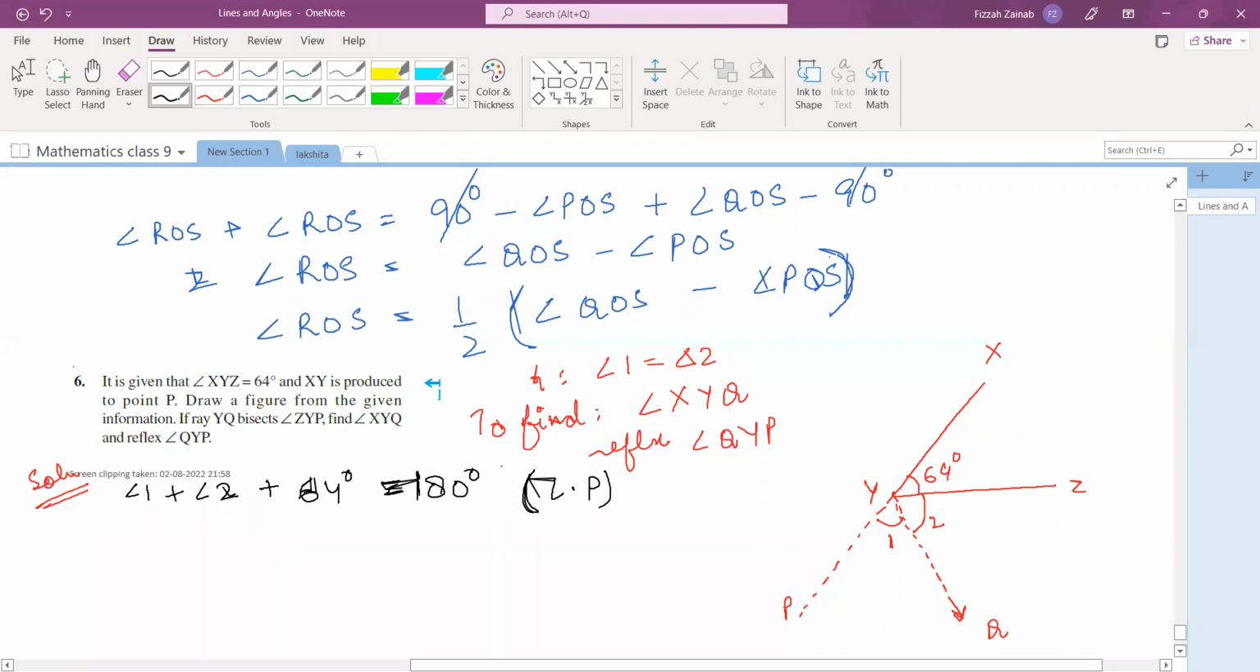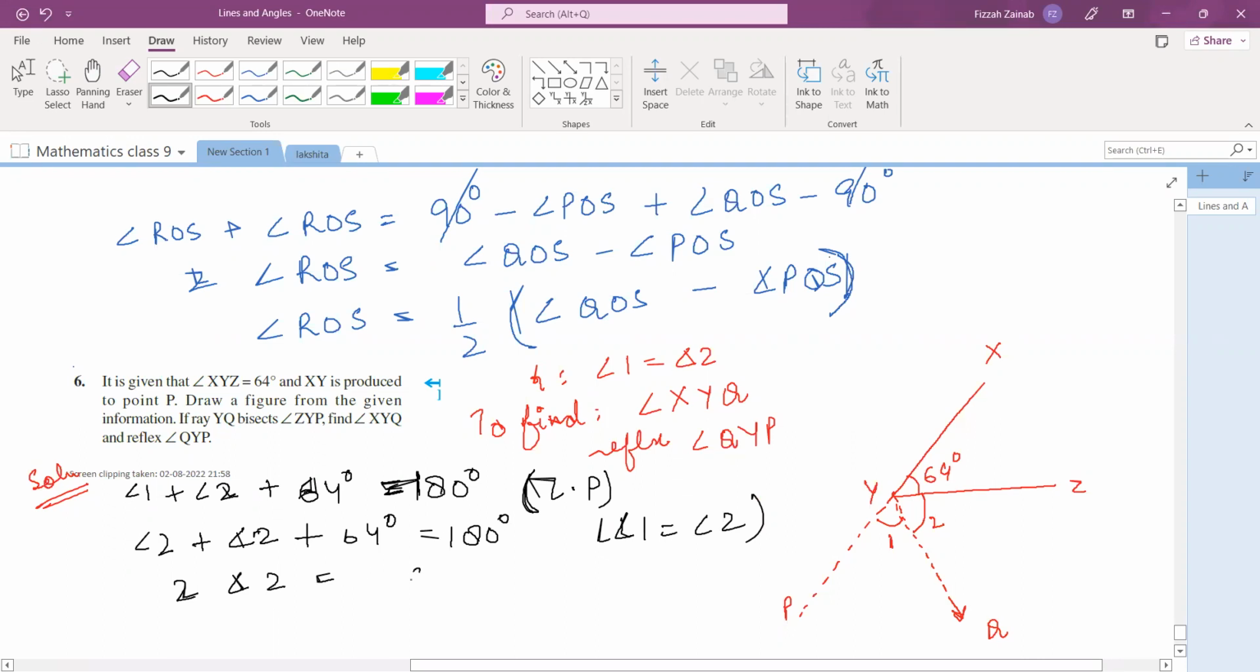All right, this is a linear pair. Now, angle 1 is actually equal to angle 2. So I can write angle 2 plus angle 2 plus 64 degree is equal to 180 degree. Any problem? Because angle 1 is equal to angle 2, right? Okay, so twice of angle 2 is 180 minus 64. How much is 180 minus 64?